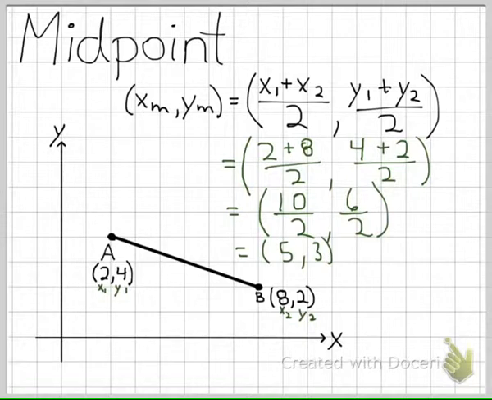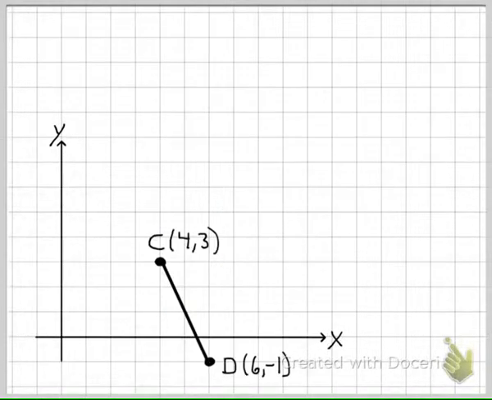Now let's go and find that on our graph. That would be right here. We're going to label that M, and it is 5, 3. We could even go, since now we know the midpoint, we know that AM is congruent to MB, because by the definition of the midpoint, it's a point that breaks it into two congruent segments. Let's look at another one.